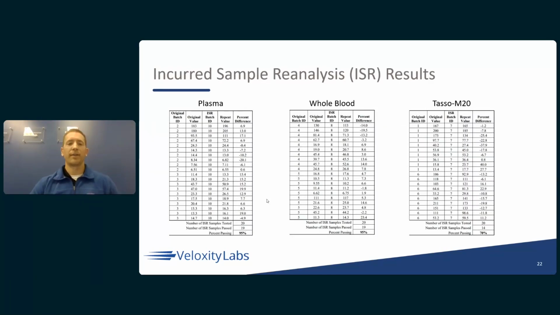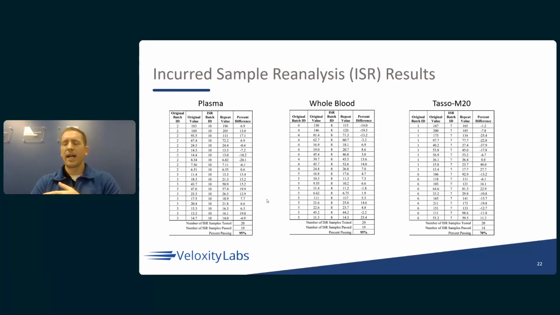And then also a thing to note is this is really the true testament of the method, is how does your method stand up during incurred sample analysis, not samples that are prepared under control in a laboratory, but patient samples. So you can see here using the same method, the plasma and the whole blood had excellent 95% pass rates. The Tasso still met acceptance criteria for the ICH M10, although there tends to be a few more what we call flyer samples where the percent difference from the first to maybe the second is outside of that 20% acceptance criteria.